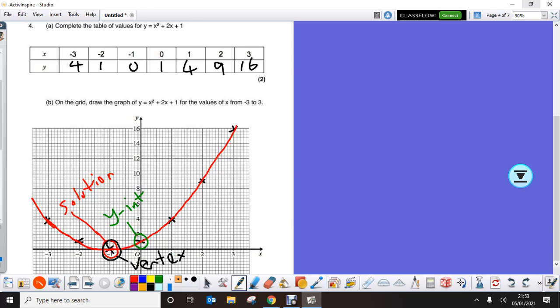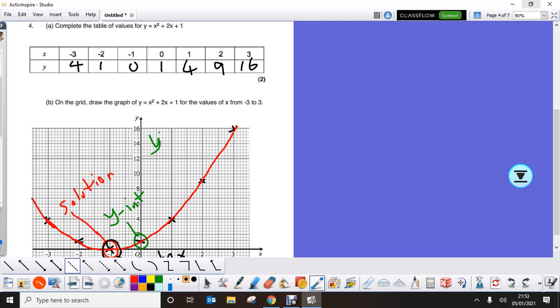Again, I've shown on there the five key points. We've got the vertex, we've got the solution. There's only one solution for this one. It only just touches the x-axis, so where it touches the x-axis, that is my one solution. My y-intercept is where it's crossing the y-axis, and the vertex again is the turning point. If I wanted to draw in a line of symmetry, I would do it through the turning point.